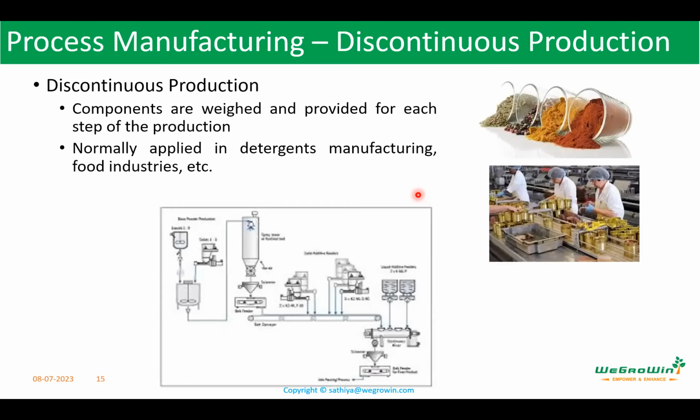And then discontinuous production means the components are weighed and provided for each step of the production, which is batch production. It is normally applied in industries like detergent manufacturing or food industries. They produce each batch one at a time.